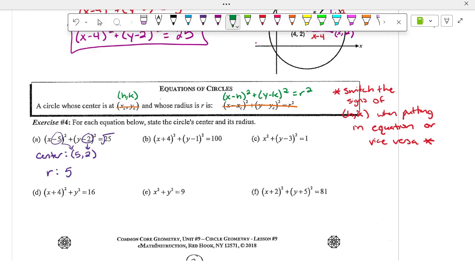All right. Do letter B. So write down on your own, write down the center, write down the radius.